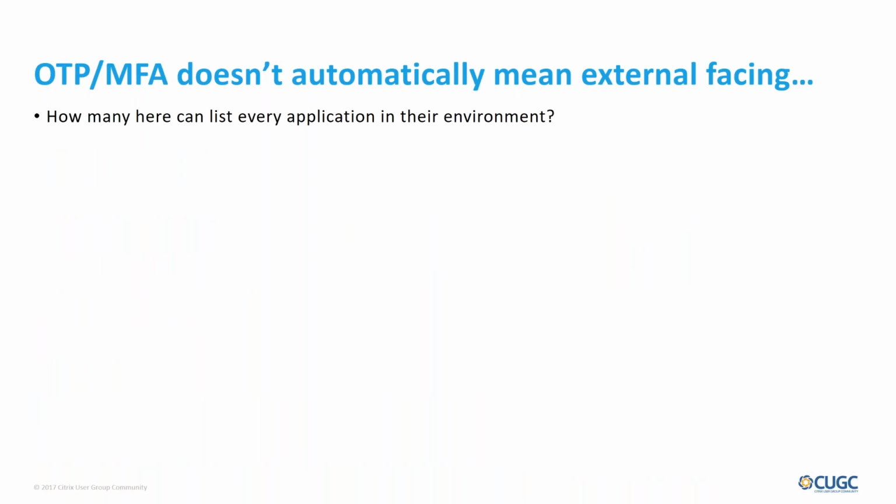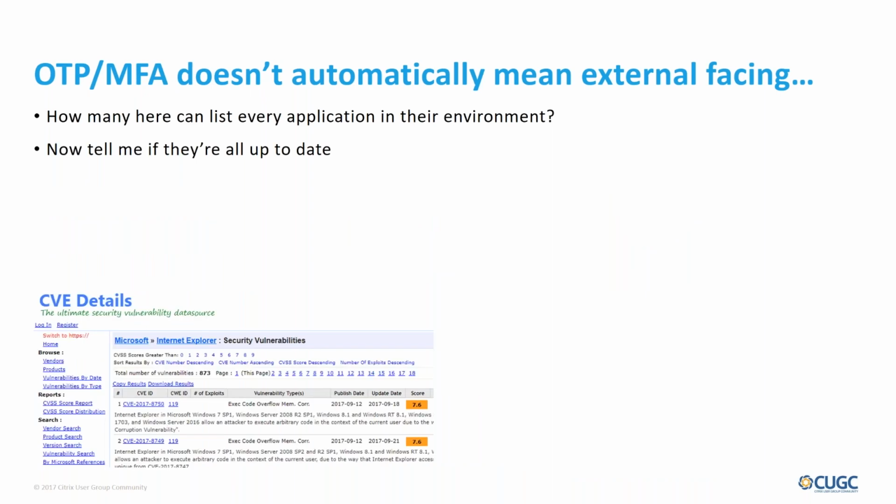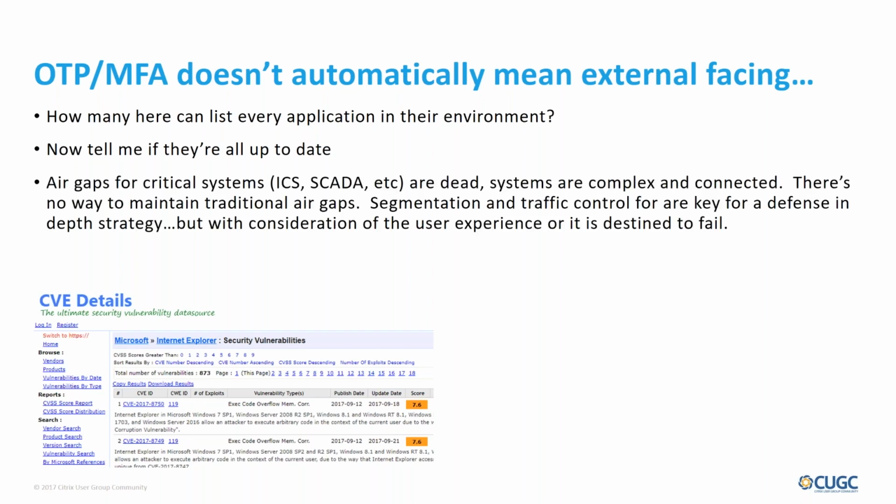Now, OTP MFA doesn't automatically mean external facing. How many here can actually list every application in their environment? And then, can you tell me if they're all up to date? The latest CVEs for Internet Explorer, for example, number 873 vulnerabilities. Can you, with 100% certainty, tell me that application is up to date?